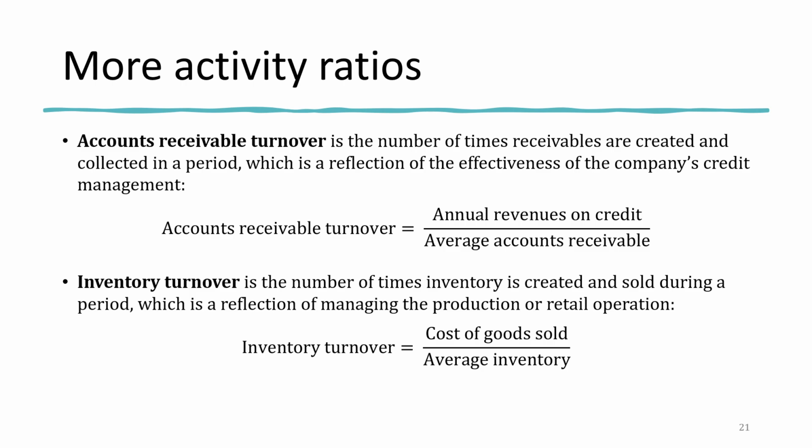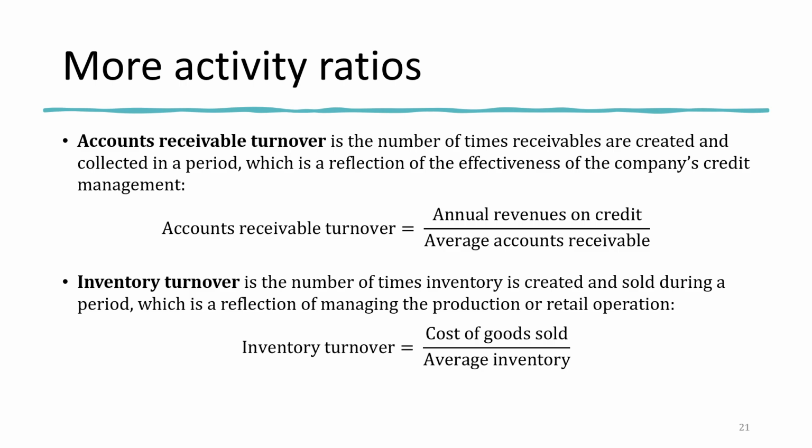Inventory turnover is the number of times inventory is created and sold during a period, and you're talking about a measure that's used to assess the production or retail operations, depending on the type of firm. In this case, we compare cost of goods sold divided by the average inventory. Again, you could use end of period inventory, but you'd have more information if you used the average of the 4 quarters in a seasonal company.